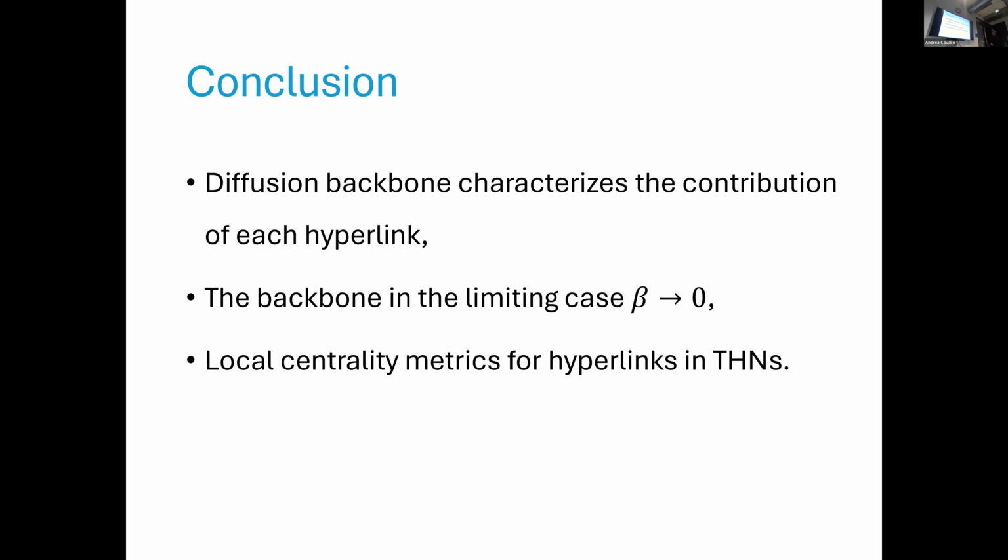Of course, in future work, we think that the diffusion backbone can be generalized to other dynamical processes, not only the contagion process. And we can also do additional analysis on other types of high-order interactions, like scientific collaboration.